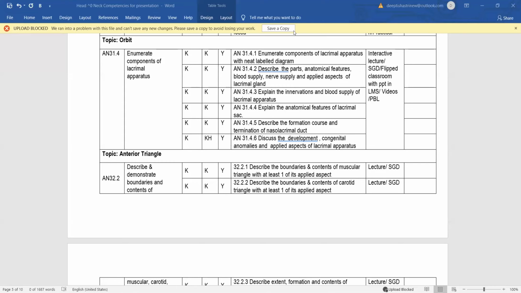Dr. Prerna, ma'am, you have raised your hand. Yes, please go on. Ma'am, I would again like to say, whenever in doubt, we should follow the MCI document. So if they are saying enumerate, then I think we should stick to this. That's why Rajeshri ma'am is pointing out the level is given as KH. Enumerate is just recall, right? So it should have been at K level.